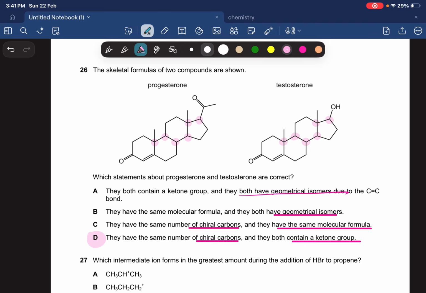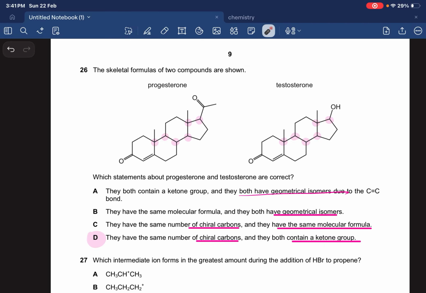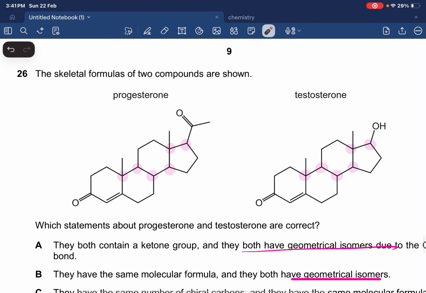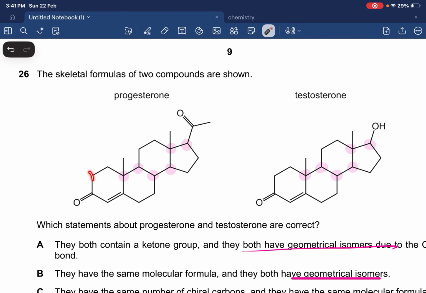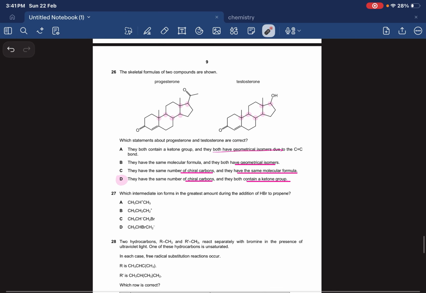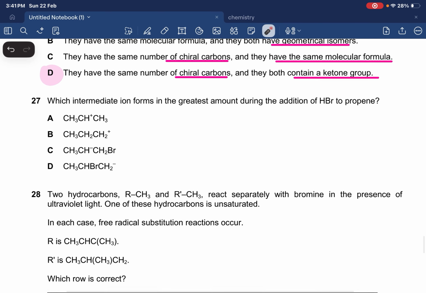Now let's check we're right. Look, I just went with the easiest option which I could, because I thought that if I had to calculate the molecular formula, I would have to count the carbons and all this stuff, so I skipped it all. That's how you play smart.